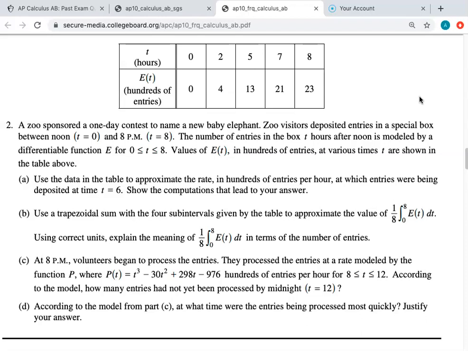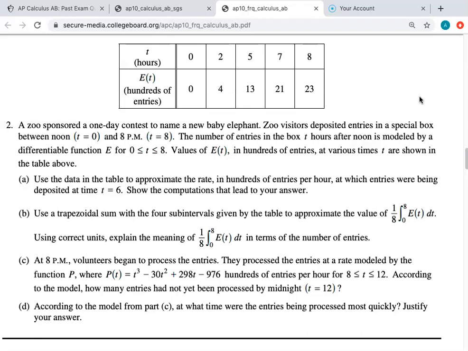Okay, so P of T is basically the rate that they're removing the entries from the box, right? So maybe we need to find the total number that they remove. I don't know. So maybe he's using something we've learned in this unit. So anyway, that's for part C.